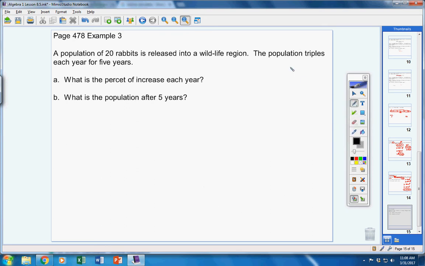So here's my example. I've got rabbits that are tripling in their population. What's the percentage of increase? Take your multiple, subtract 1, what do you get? 2. Change that to a percentage, and there's the answer. It's a 200% increase. Got it? 200% increase. Now, what's the population after 5 years? Well, we know we have exponential growth because we have a multiple or a percentage that's the same every time. So we can use our nice, fast, handy, dandy formula.